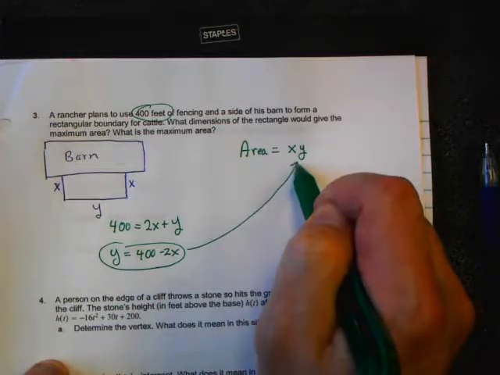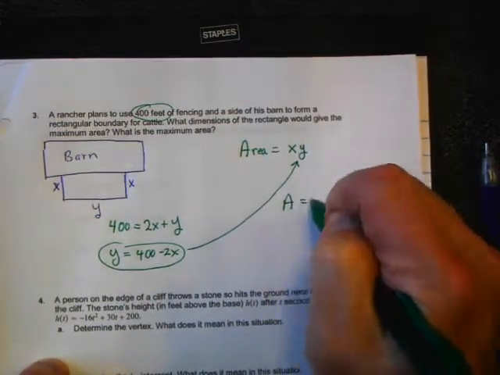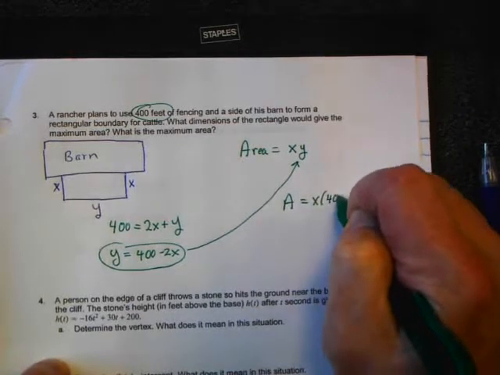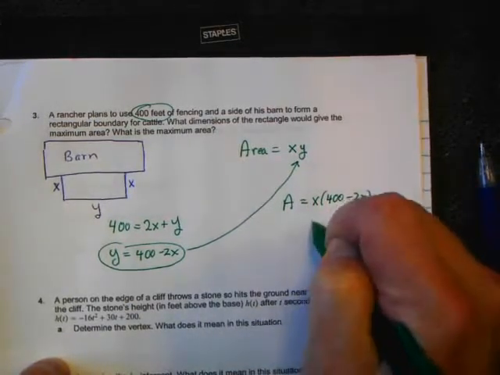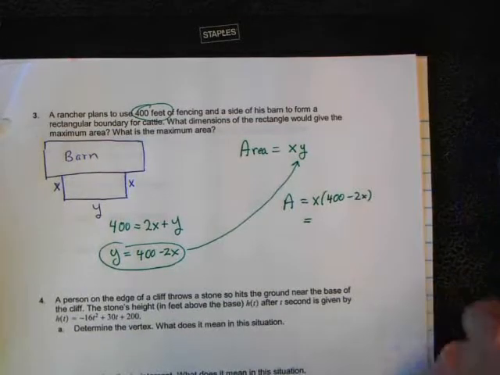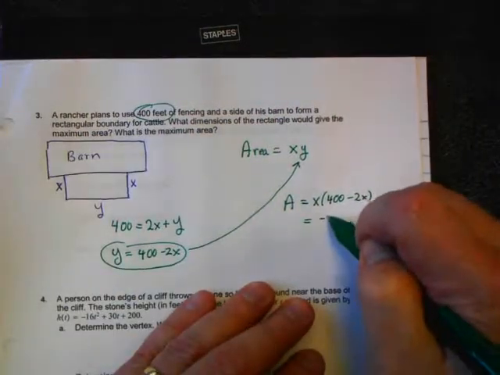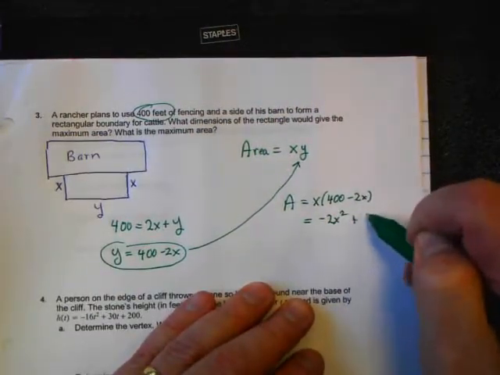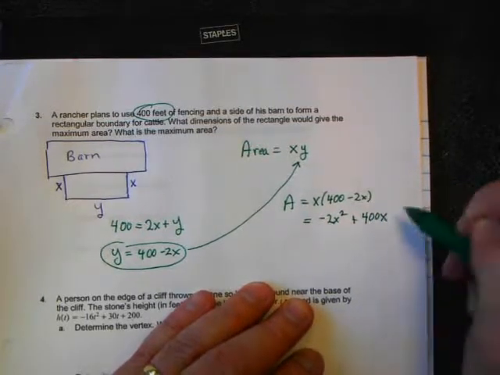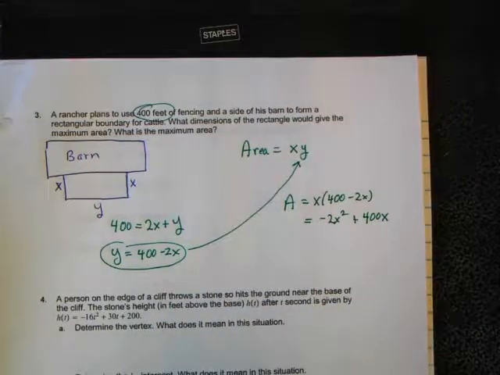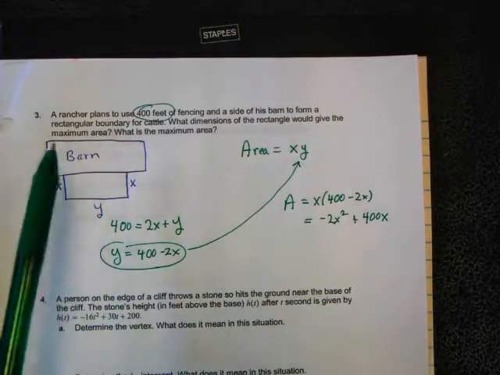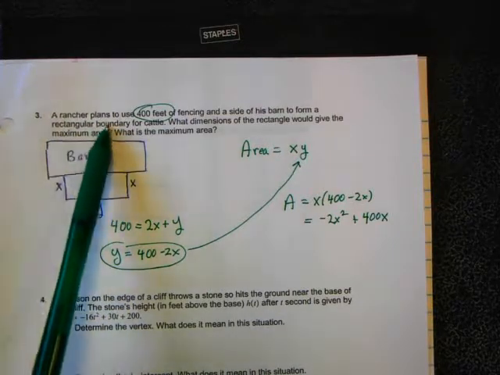So area is x times 400 minus 2x, and then I'm going to distribute, and I'm going to put things in the right order. That's minus 2x squared plus 400x. I could take negative 2x out. I don't want to, but I could. What do I want to do? I want to find the maximum area.